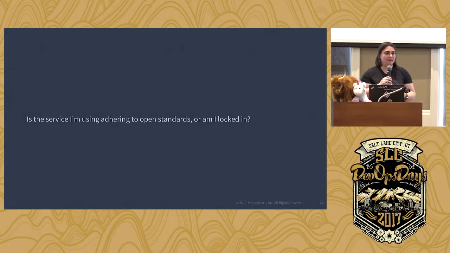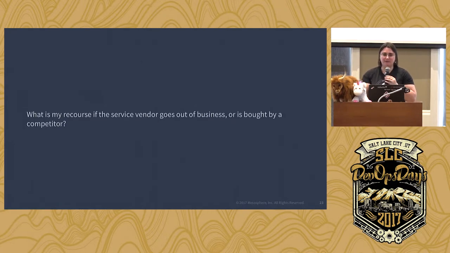So when you're evaluating these cloud-based tools, whether it's an API that you're building against or a cloud service that you're using, you want to consider whether they're using open standards or are you just building to their platform and then getting yourself locked in, just like we did with proprietary software, which this essentially is.